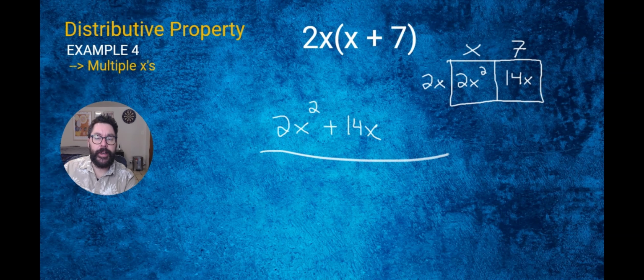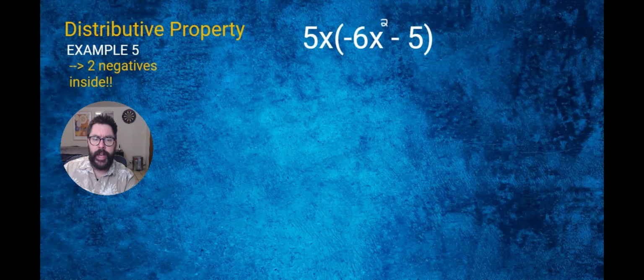All right, easy does it. We've got 2 more examples to go. In this one, we have 5x times the quantity of negative 6x squared minus 5. Again, let's go back to the visual approach. I'm a big fan of it for distributive property.